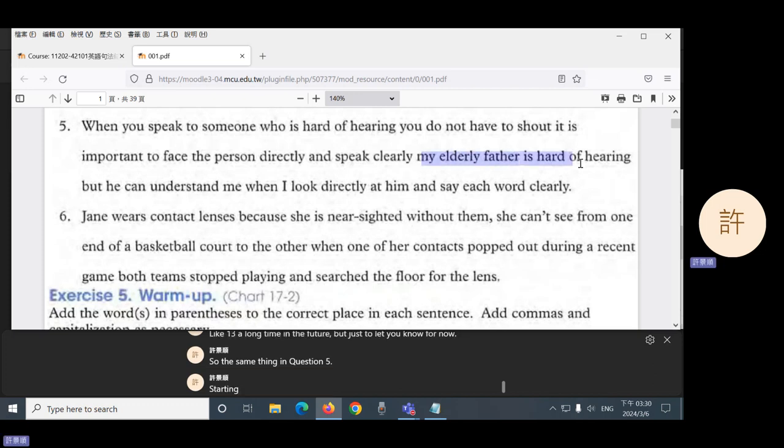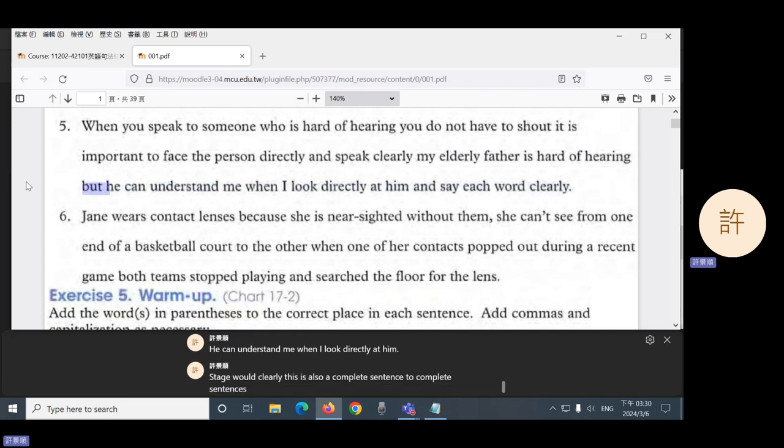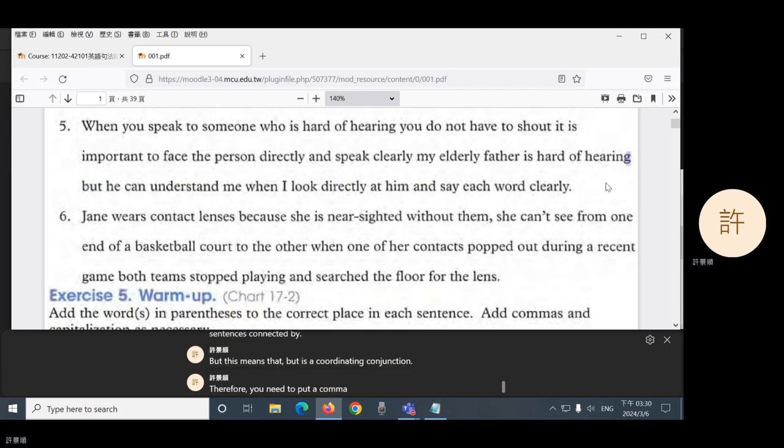Starting here, my elderly father is hard of hearing. This is a complete sentence. He can understand me when I look directly at him, where clearly this is also a complete sentence. Two complete sentences connected by but. This means that but is a coordinating conjunction. Therefore, you need to put a comma in front.